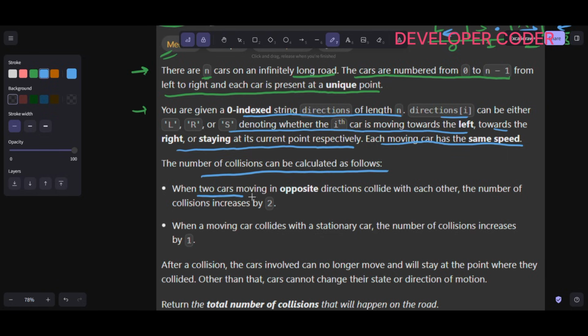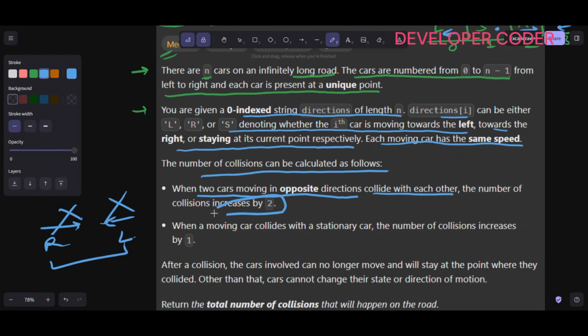When two cars moving in opposite directions collide with each other, one moving to the right and one moving to the left, the number of collisions increases by 2. Both are done and dusted. So here we have to increase the number of collisions by 2 when both cars are moving in opposite directions.